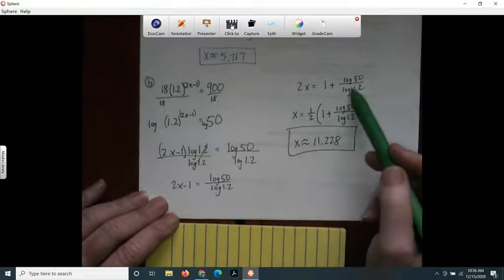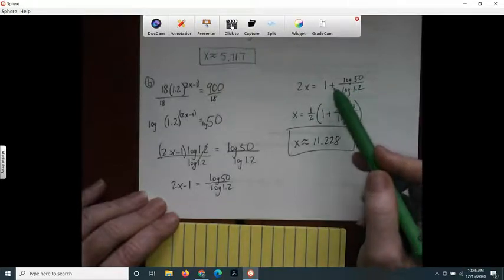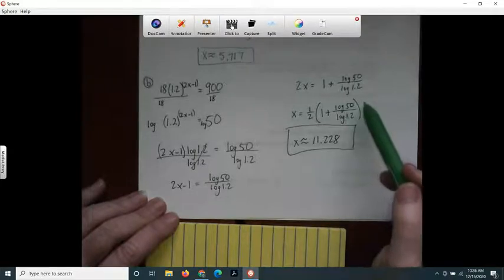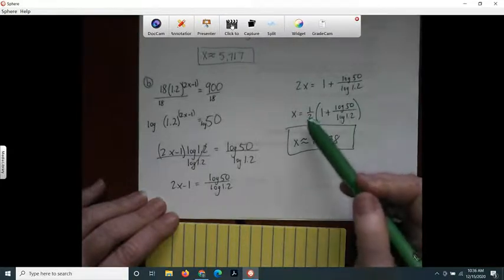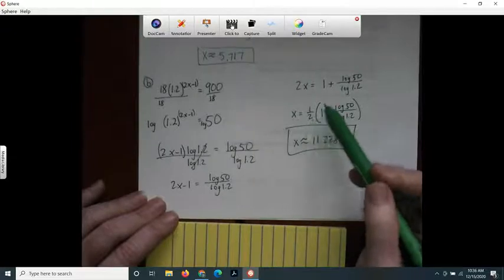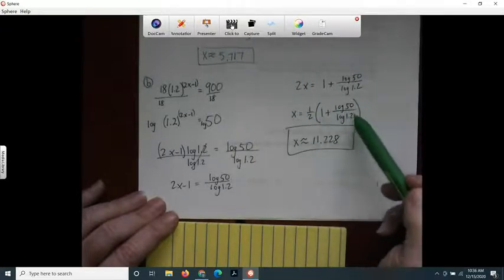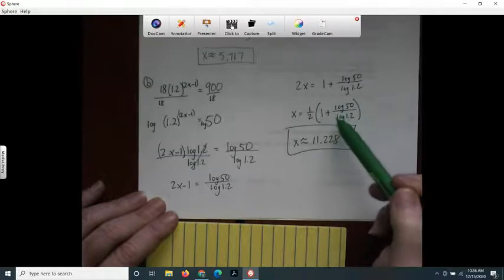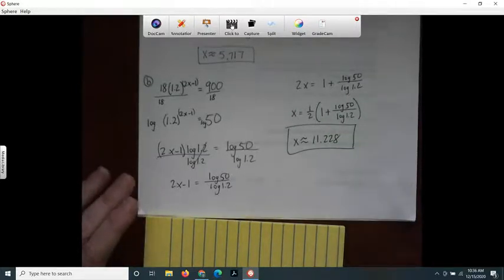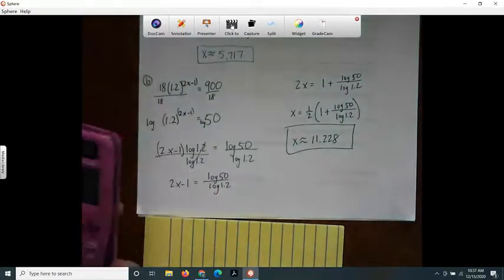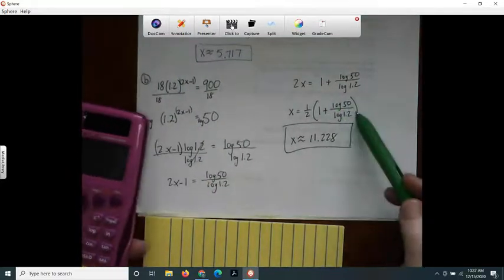And then I can divide both sides by 2. But instead of dividing both sides by 2, I just multiply by a half, because that's easier. It looks nicer. And then I think what I did is I just stuck this in my calculator, because it's just a plain old little calculator. You can type it right in. And then I pushed equals, and then I divided it by 2, and I got this.